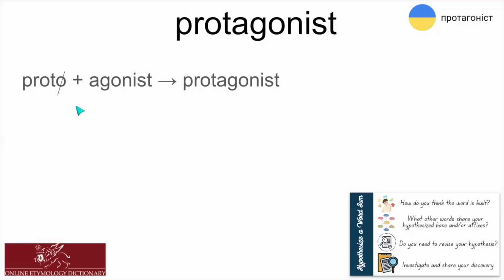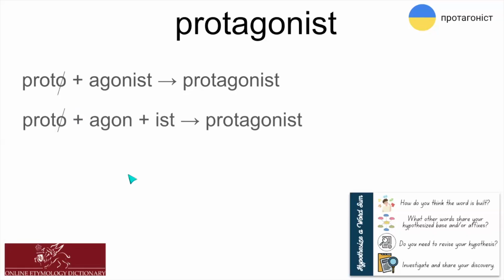The tricky part to this is I recognize still in the AGONIST a morpheme that I'm familiar with. So a more accurate representation or word sum might be PROTO plus AGON plus IST is rewritten as PROT, replace the O, AGONIST, protagonist. From here, we have to ask ourselves, can we think of other words that share these word pieces or these morphemes that we've identified?